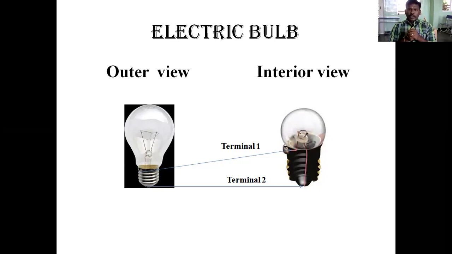The interior view of the electric bulb has two terminals, 1 and 2. Because if you want to glow the electric bulb, we must apply some amount of electrical energy with the help of the battery. So we connect the positive terminal of the battery to one terminal of the bulb and the negative terminal of the battery to the other terminal of the bulb. So definitely we need two terminals in the bulb. In the interior view, terminals 1 and 2 are clearly shown. We did not see the terminals clearly in the outer view. We can see them clearly inside in the interior view.